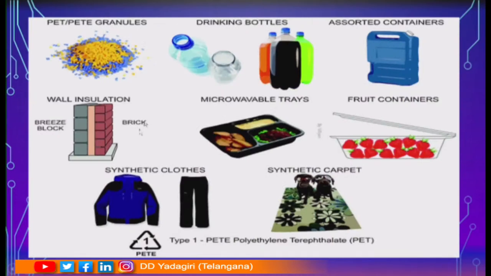See, for example, to identify this number, these are all the articles made up of code number 1 plastic. Code number 1 plastic means PETE, polyethylene terephthalate. So, at the bottom of these plastic bottles, PETE will be written. At the bottom of your cool drink bottles, PETE will be written. At the bottom of these containers, also PETE will be written. So, identify the articles in your house, on every bottle or every container you can see, and note down in your notebook the names of the things which have a particular code on them.